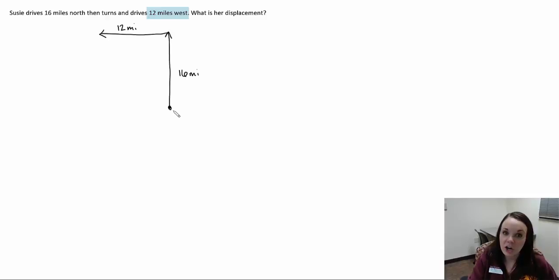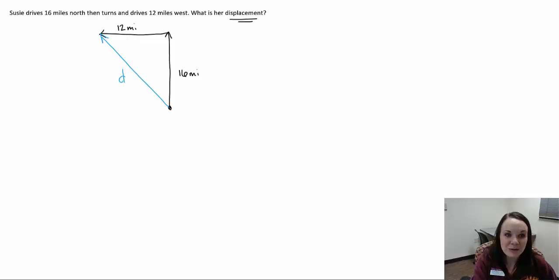Now, if we were asked to find her distance, we would simply add 16 plus 12. And that's what the odometer would read on our car. However, we are asked to find displacement, which, like we said, is the straight line distance. So we need to go from her initial point all the way to her final point, and that will be her displacement. I'm going to label that as D. So what we need to do is find this length. This length will then be our displacement.